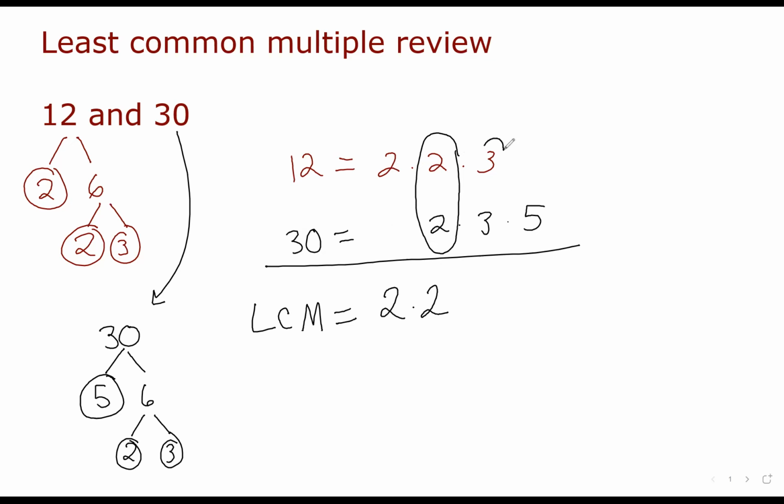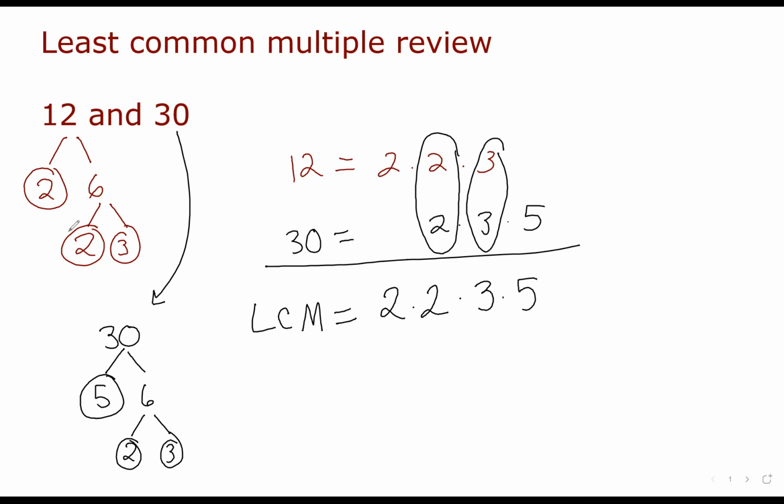Okay, we'll do the same thing with the 3s. 12 and 30 each only have one factor of 3, and then the 5. Okay, if you can visually follow what we just did, that's great. If you're lost, that's okay. Here's another way to think about this.